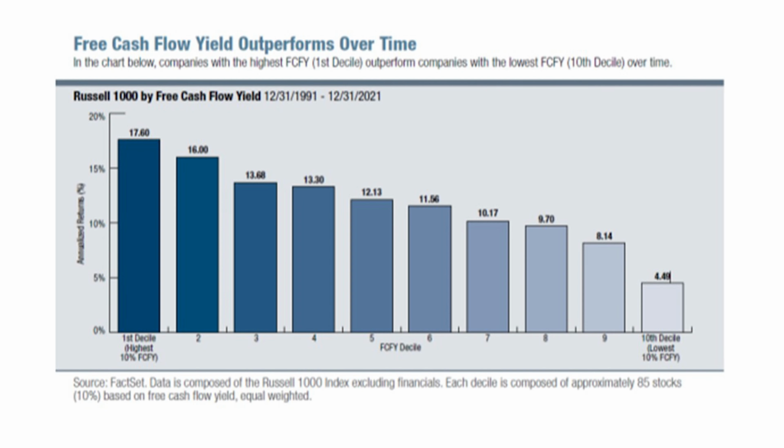As you can see from this chart, going back to 1991 to 2021, and you're looking at companies that have higher free cash flow, looking at the Russell 1000 index, the performance has actually been quite considerably higher over that period of time.